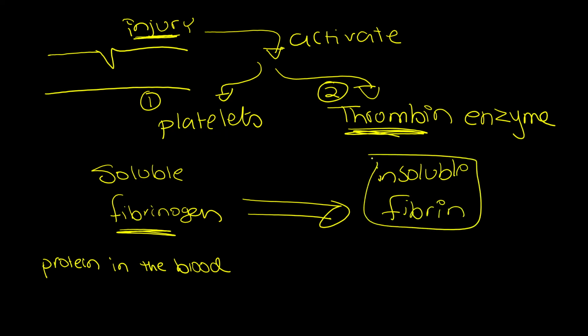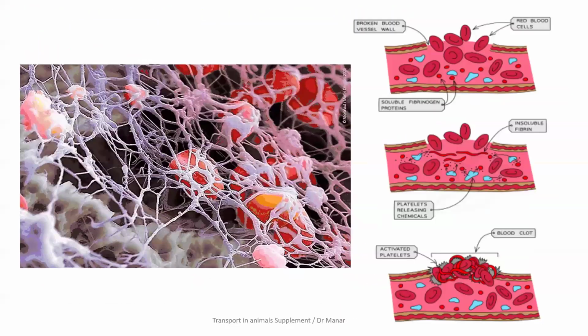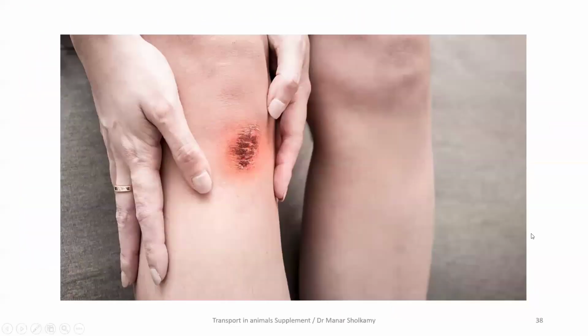Now, the insoluble fibrin will create over the injury a mesh, something like a trap that will attract more platelets and more blood cells to form what we call a blood scab or a blood clot. Now, the best way to understand that is to look at pictures. This is the final result. You have a small injury in your knee, and I think you are all very familiar with that.